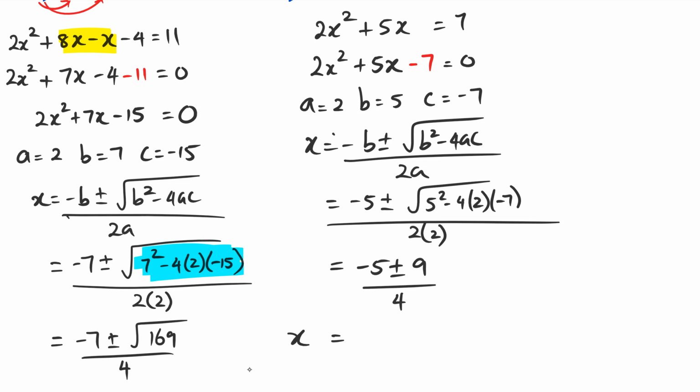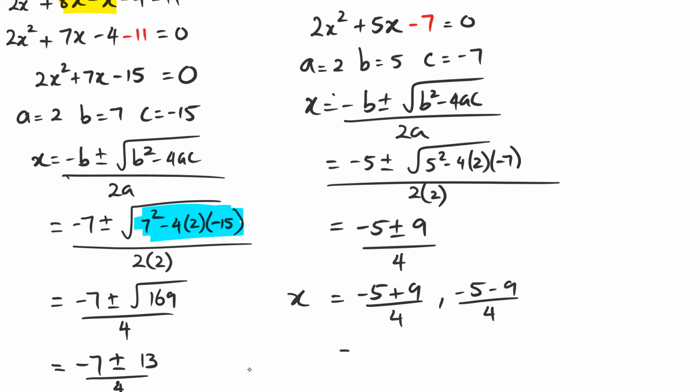So there's my x's now. So I've got negative 5 plus 9 over 4, or negative 5 minus 9 over 4. And so here, negative 5 plus 9 is 4. 4 over 4 is just 1. And I've got negative 14 divided by 4, which is negative 3.5. Okay? So that's literally it for the quadratic, guys.